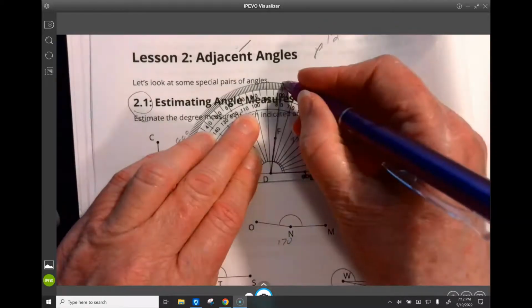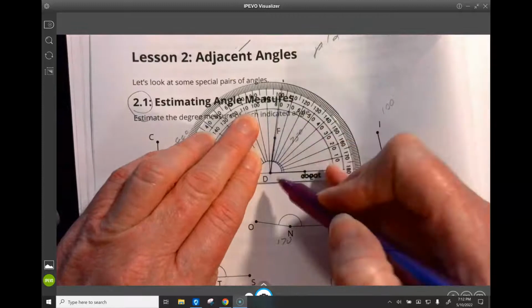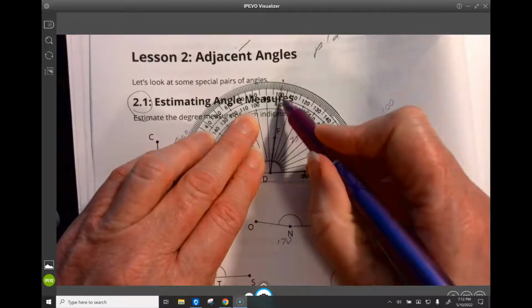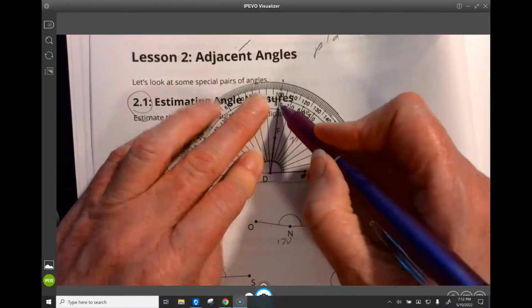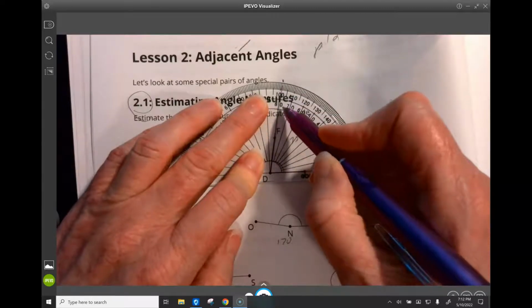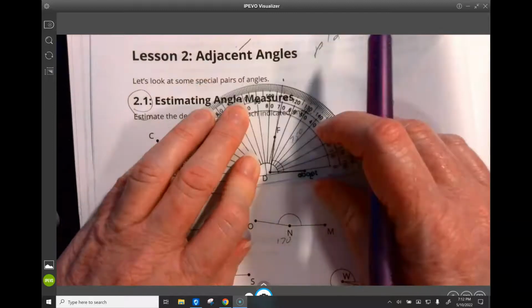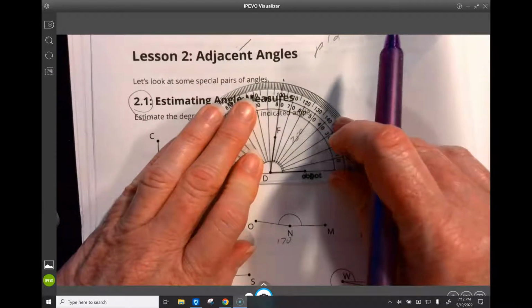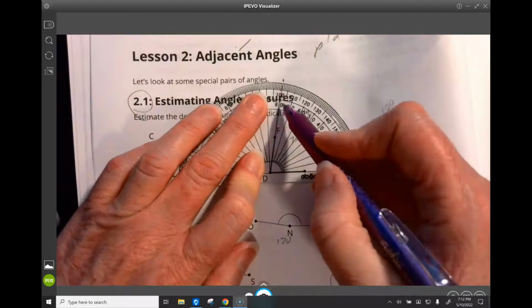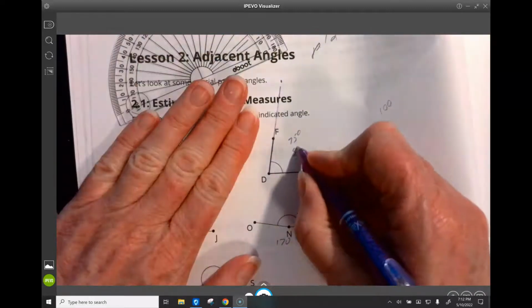So if I extend that line, it looks like it's about right there. What is that? That's less than 90, so it looks like it's about 80. Look how close that is. It's kind of hard to tell right now where that is. So that's 80 right there on that mark. Not 100, because it's less than 90. So it looks like it's about 80. Hey, I'm not too far off.